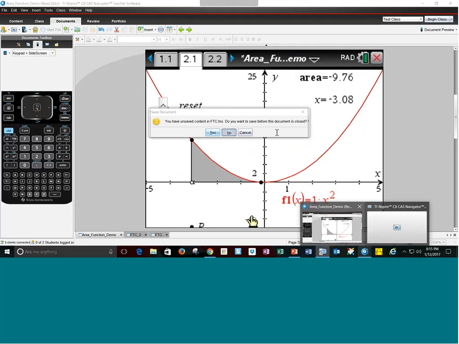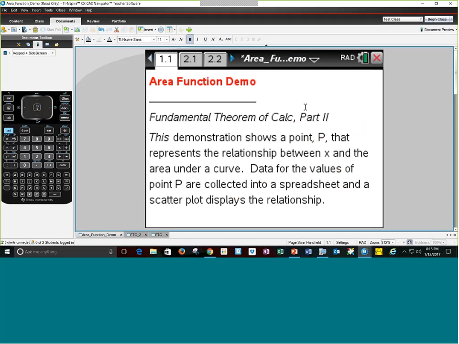that is called the area function demo. It says that it's demonstrating the Fundamental Theorem of Calculus, Part 2, and that we have a point P that represents the relationship between X and the area under the curve, and data for the values of point P are collected in a spreadsheet.